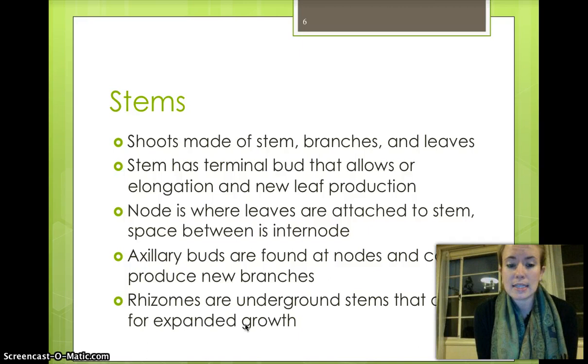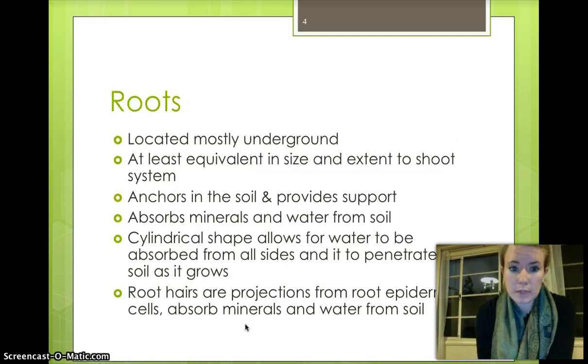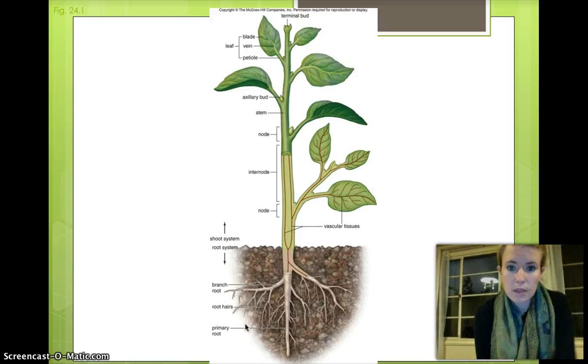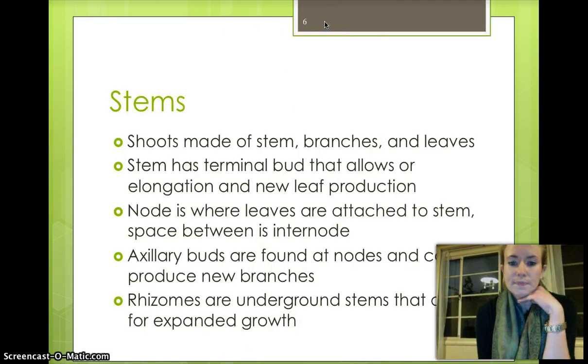And the stem has a terminal bud at the top, which allows for elongation and new leaf production. So here's our picture again. Here's our terminal bud right at the top. And so this is where the plant is growing upward from, and it allows for new branches to grow off from the side. Because as you get taller, you have space for more of these things.